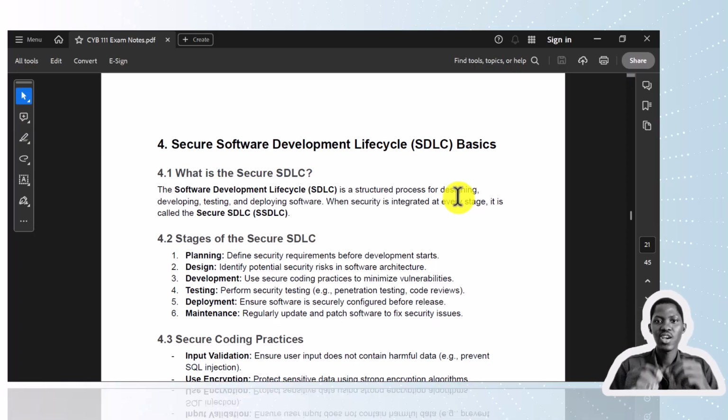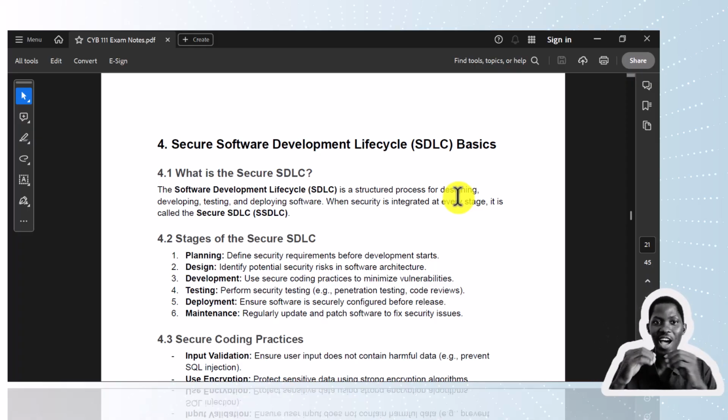As simple as that. So when security is integrated at every stage, all the phases of the software development lifecycle, you now have what we call the secure software development lifecycle. Now, the stages of the secure software development lifecycle. These stages are sometimes called phases, so they are the same. The stages of the software development lifecycle are the same as the stages of the secure software development lifecycle.